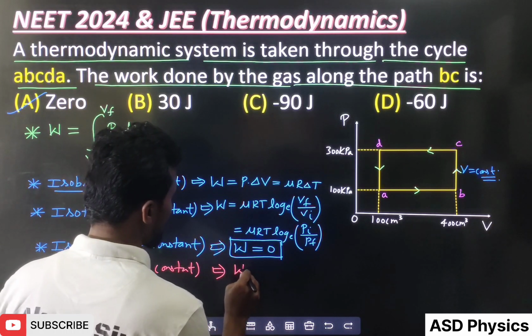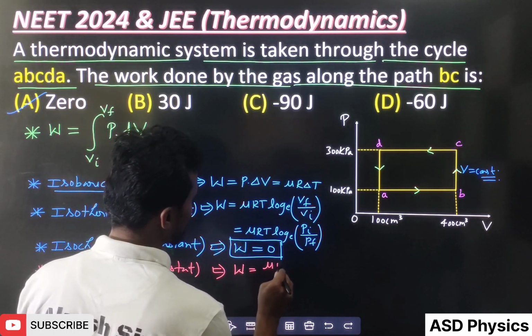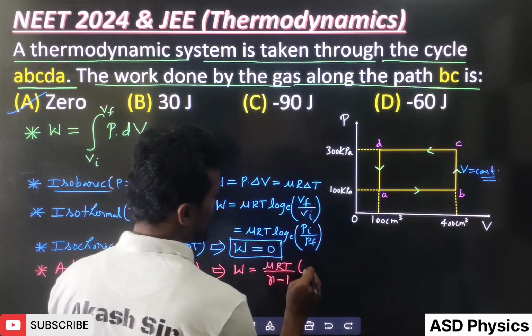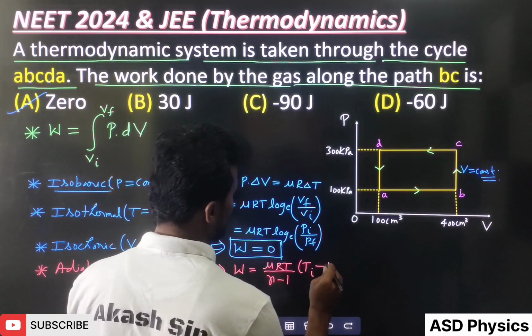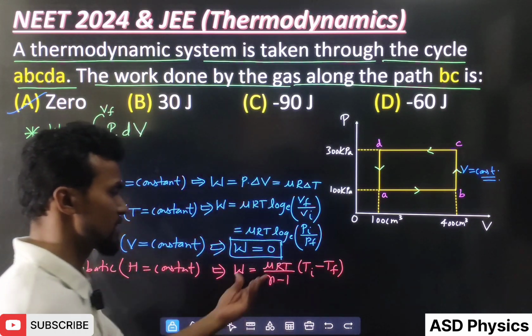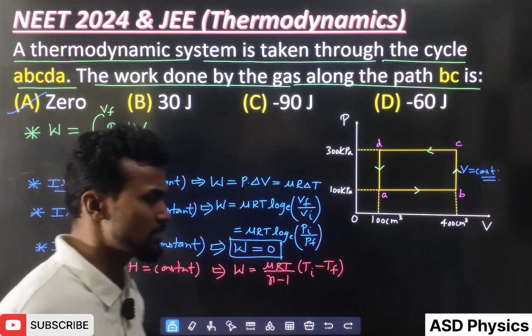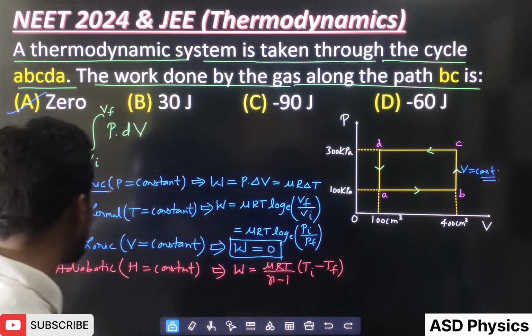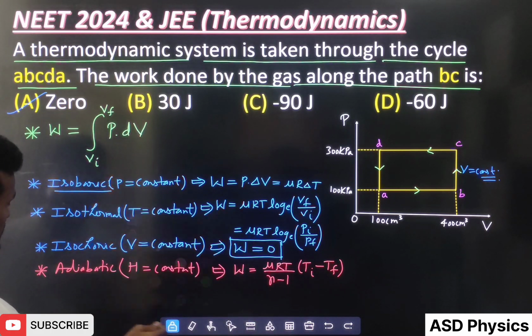So in this situation, remember the formula. The formula used to be, see I am writing here, mu R by gamma minus 1 times the initial temperature minus final temperature. Remember that the gamma value is always greater than 1. Monatomic gas 5 by 3, diatomic gas 7 by 5, like that. Okay, so these are the processes.